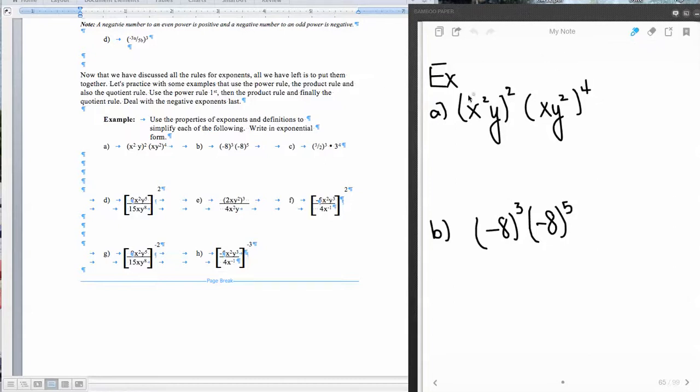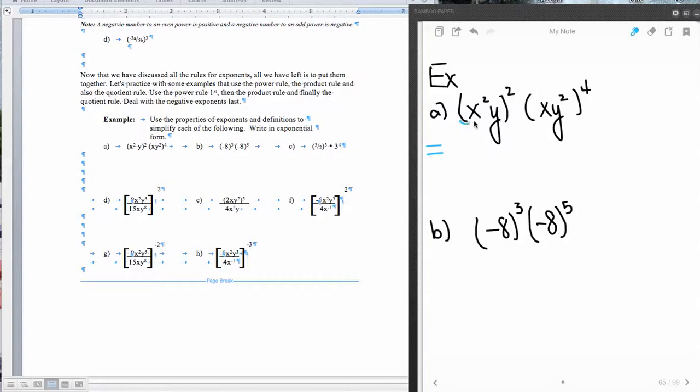All right, continuing in section 7.4, we're going to be doing problems that combine all of the rules of exponents that we have just learned. So kind of a way of dealing with this is to think about order of operations. Do things inside parentheses and then work toward the outside. Now, order of operations doesn't strictly apply, but that's kind of how I tell students to think about this.